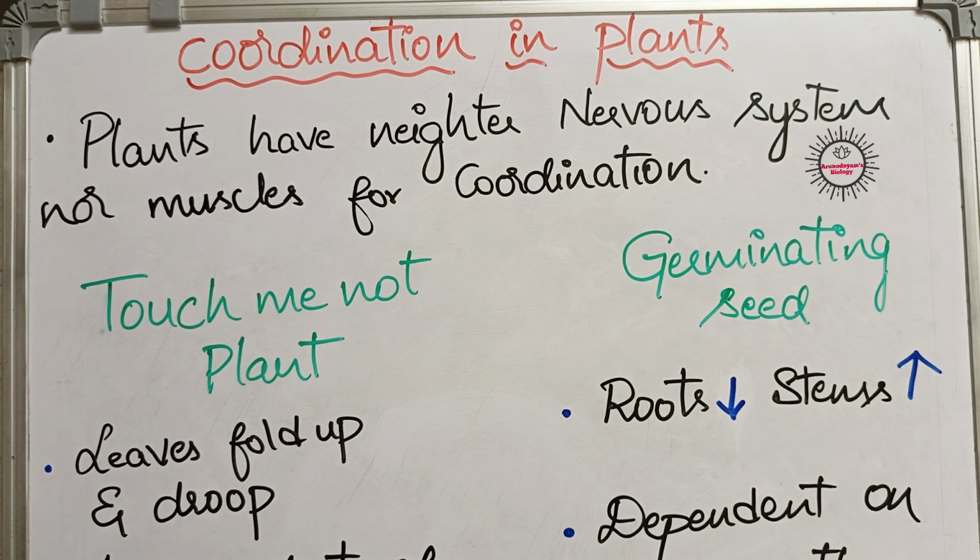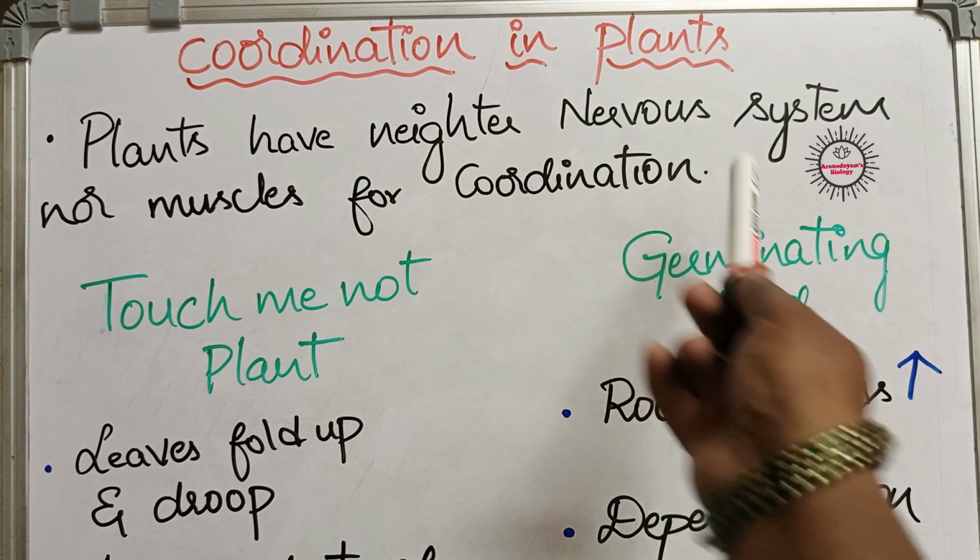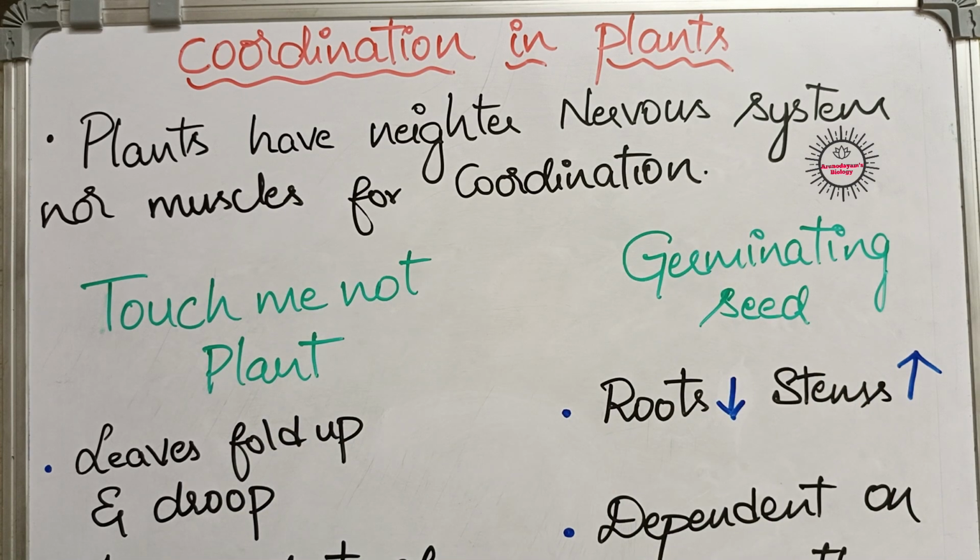But coming to plants, the plants have neither a nervous system nor a muscular system for coordination. Isn't it? Plants don't have any brain or spinal cord or nerves, and they don't have muscles also. Then, without a nervous system and muscular system, how can they respond to a stimulus?